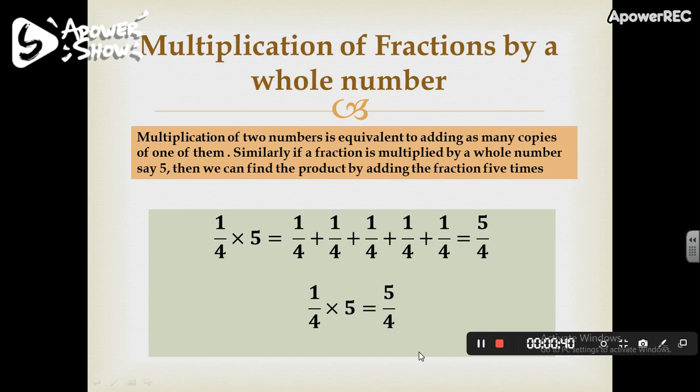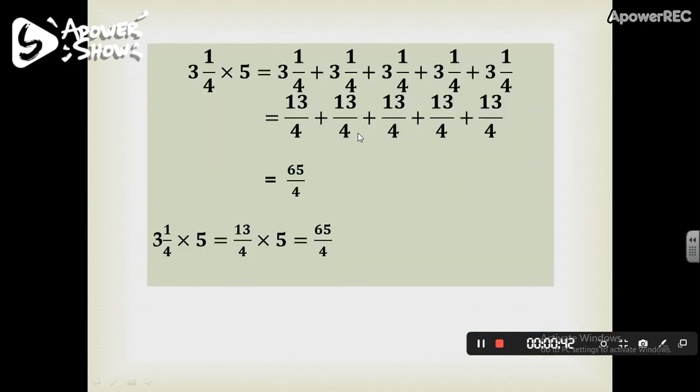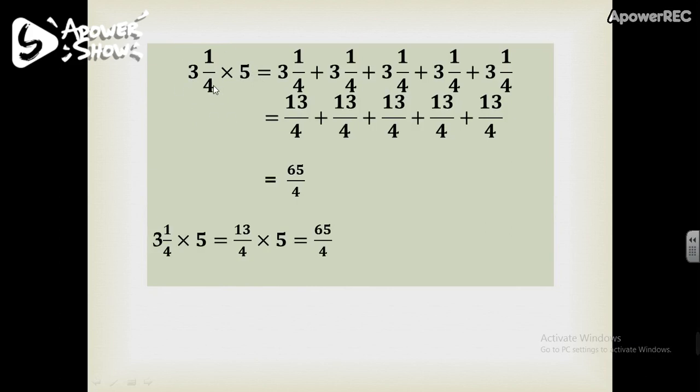Now let's move on to another example. Here I am taking a mixed fraction which is multiplied by the whole number 5. Multiplying a mixed fraction 5 times is equivalent to adding the mixed fraction 5 times. So here I am adding 3 1 by 4 five times. For addition I have to convert this into an improper fraction. So 3 1 by 4 equals 13 by 4. Now I am adding 13 by 4 five times.